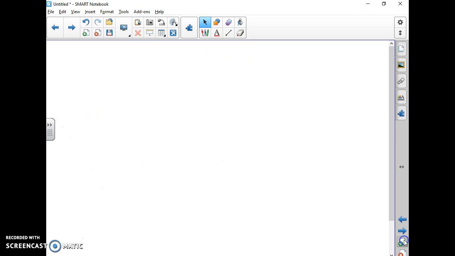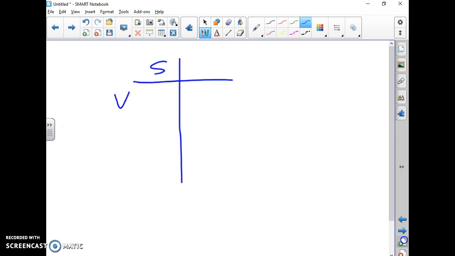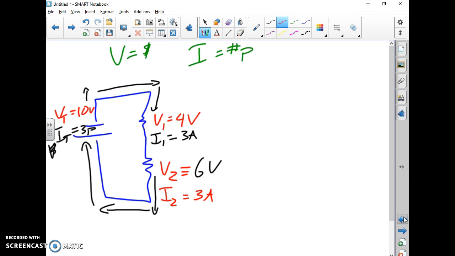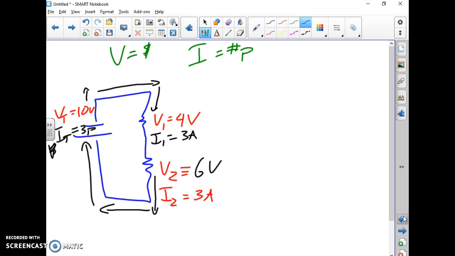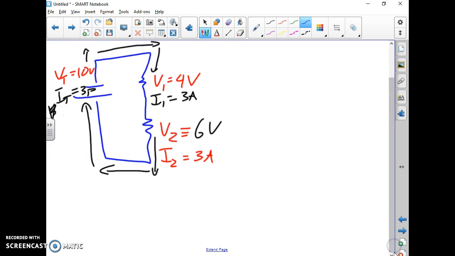So what we can say is that in a series circuit, if we're trying to look at voltage and current, we can see that the voltage adds up if we compare the battery to our 2 resistors, but the current stays the same everywhere. Now if we've got a parallel circuit, which would look something, let's say, like this.